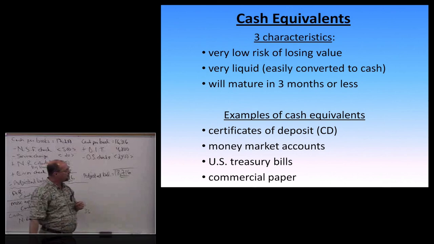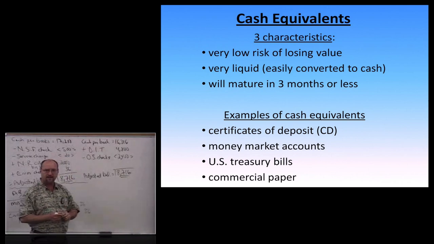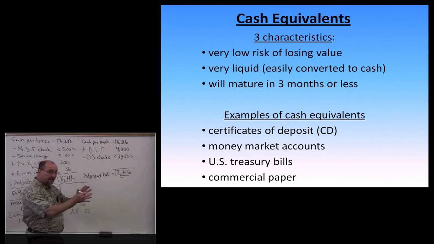If it meets the definition of a cash equivalent, then I put it with cash and cash equivalents. I combine the two into one number. If it doesn't meet the definition of a cash equivalent, I classify it as a short-term investment, and it goes right below them on the balance sheet. So it's not that big a deal in terms of it'll get accounted for. The question is, where do you put it?